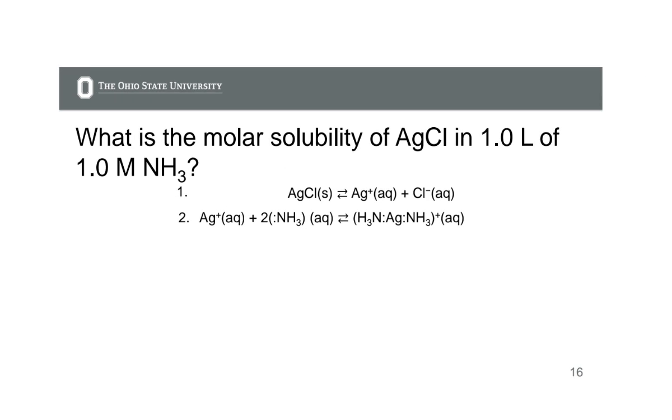So let's say we want to then determine the molar solubility of silver chloride in 1 liter of 1 molar ammonia. Okay? So we have 2 equilibria in play. We have the solubility of the silver chloride, and we have the formation of the complex ion.